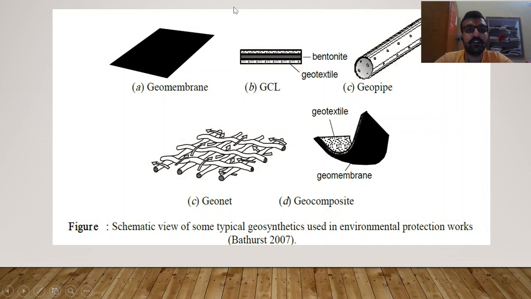A wide variety of geosynthetic products can be used in environmental protection projects, including geomembranes, geosynthetic clay liners, GCL, geonets, geocomposites, and geopipes. Geomembranes are continuous flexible sheets manufactured from one or more synthetic materials. They are relatively impermeable and are used as liners for fluid or gas containment and as vapor barriers.